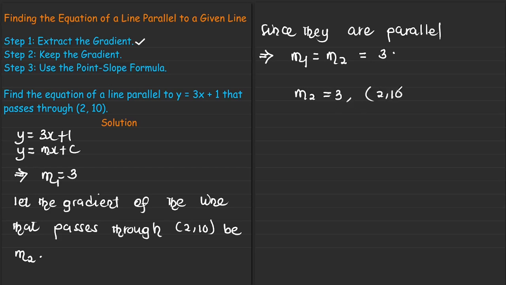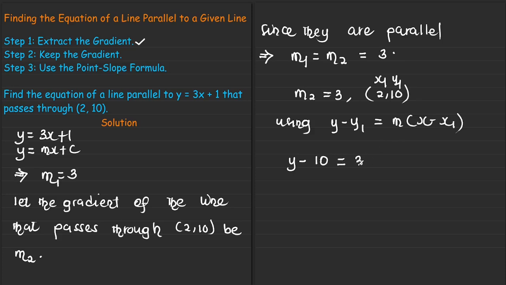That is 2, 10. So using the point slope method, which is y minus y1 equals m into bracket x minus x1, where x1, y1 refers to the point we're given. Using this, y minus y1, which is 10, is going to be equal to m, which is 3, into bracket x minus x1, which is 2. This will be the equation in the point slope form.